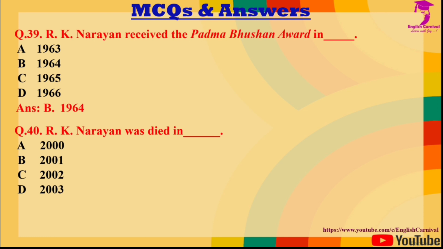The last question, question number 40 we have, R.K. Narayan died in which year? Options are A. 2000, B. 2001, C. 2002, and D. 2003. The correct answer is B, that is he died in 2001.